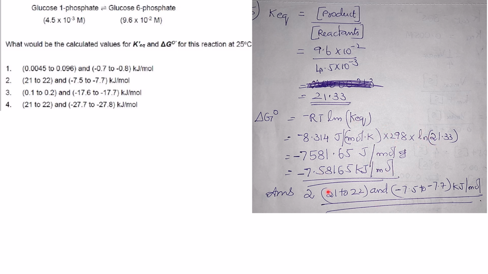Substitute the values and you will get it around, the answer is in joule per mole per Kelvin. Remember the units, the option is in kilojoule per mole. So convert the joules into kilojoules and you will get it as minus 7.58165 kilojoule. So that means option 2 is the right answer. They have given the range as minus 7.5 to minus 7.7. So the answer is option 2.